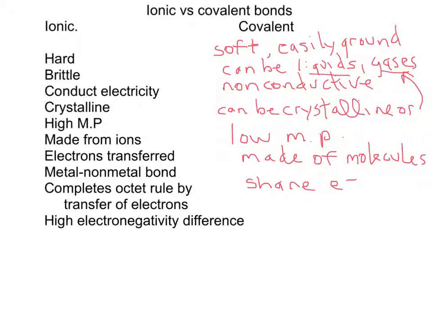Like ionics, though, they do go for a complete octet. That is a similarity between them. They both complete their octet to be stable. They just do it by sharing instead of transferring. Instead of stealing from their neighbors, they share with their neighbors. And lastly, the high electronegativity difference for ionics that forms the actual ions is now a low electronegativity difference, abbreviated EN. And that's how covalent bonds are different from ionic bonds. We're going to show you some examples in the next couple of slides of how they look and how they act.